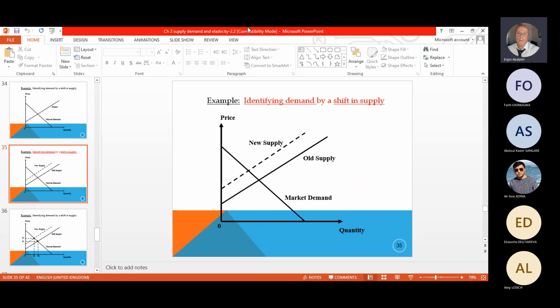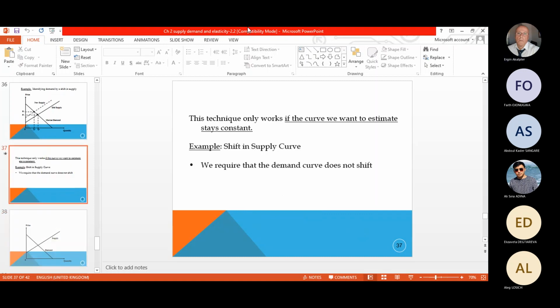The old supply and new supply depend on the price changes, as given here. With the price going up to P2, as you see, the quantity demanded is reduced for the consumers. This technique only works if the curve we want to estimate stays constant. For example, with a shift in the supply curve, we require that the demand curve does not shift.